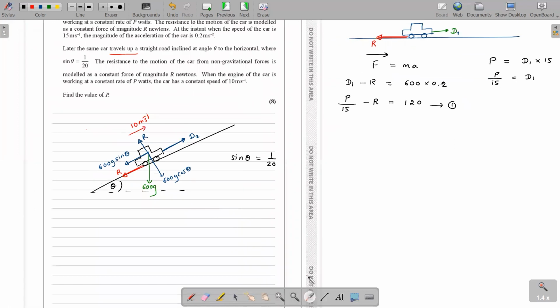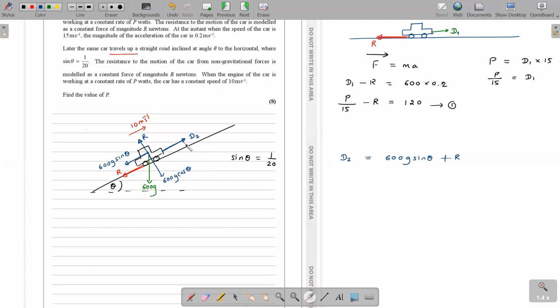They say the object is moving at a constant velocity, which means the forces are balanced. So how do we balance it out? The driving force upward is equal to what? 600 g sine theta plus R. 600 g sine theta and R are balancing out with the driving force D.